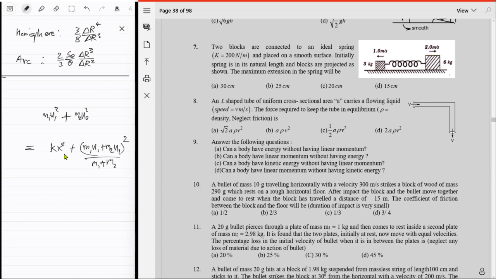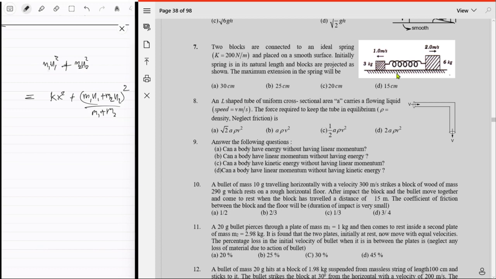Let's calculate. So masses are 3 and 6. Okay, interesting. Velocities u, just 1 and 2. We'll just calculate this thing. What do you have? 3 times 1 squared is 3, plus this guy is just 4 times 6, so 24, is equal to kx squared, plus this thing. So the combined momentum, well, this is actually negative direction, so it's just 12 minus 3, which is 9, squared upon m1 plus m2, which is also just 9, so it happens to be 9 itself.